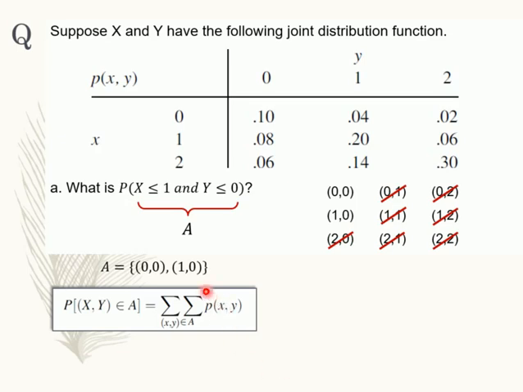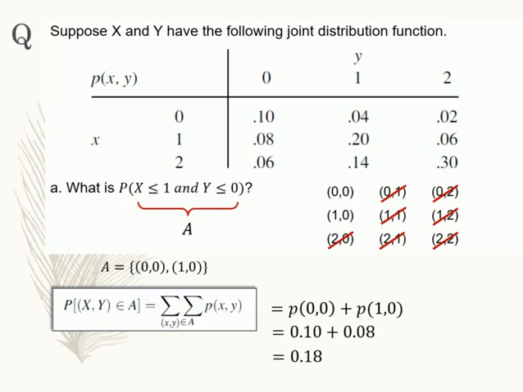So now to find this probability, remember I said you sum all the probabilities and you take all the x, y pairs that belong to A. So in this case, we have P00 from there, P10 from there. So all you need to do is go to the table and read off P00, which gives you 0.1, and P10, which gives you 0.08. And when you sum it, it's 0.18.